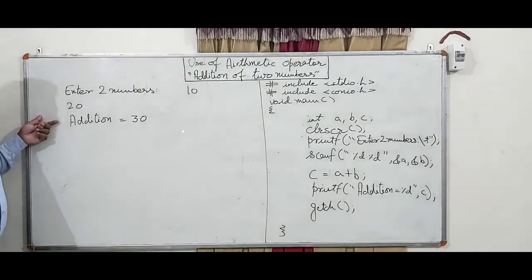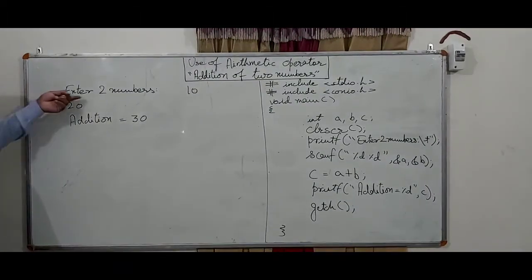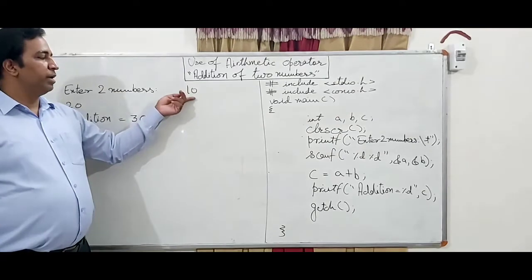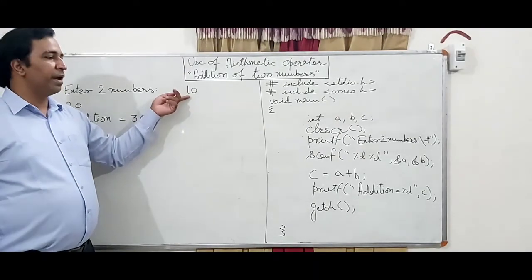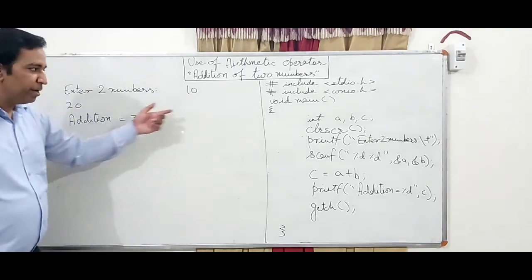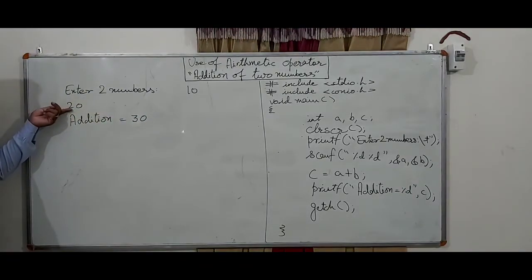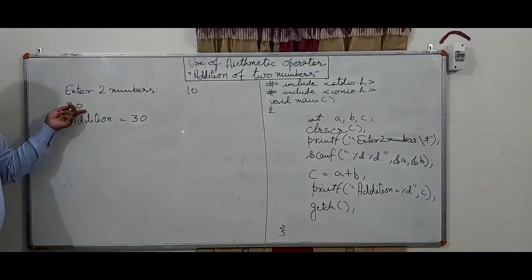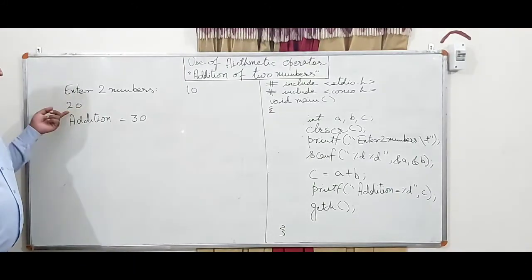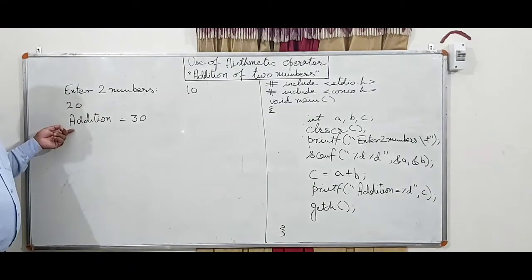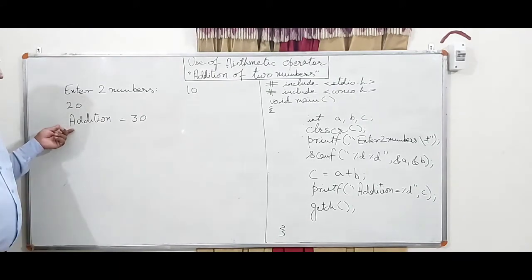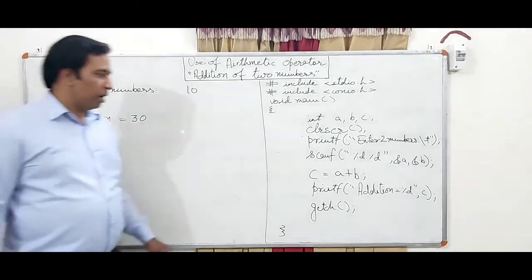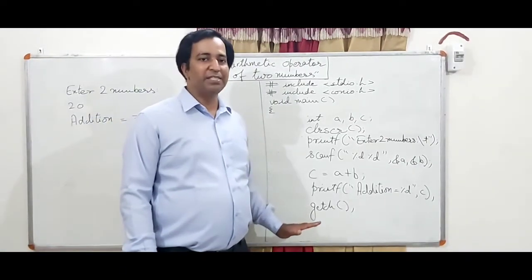As soon as you run this program, it will halt here. Enter 2 numbers, and your cursor will start blinking here, right? So let's say we enter 10. You will write 10 and press enter, then your cursor will blink here in the next line. So let's say we enter 20, right? Again you will press enter after typing in 20 here. As soon as you type 20 and press enter, this result will be shown, right? So I hope you have understood this concept as well.